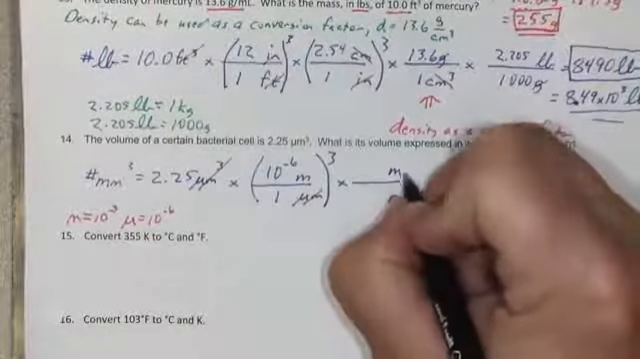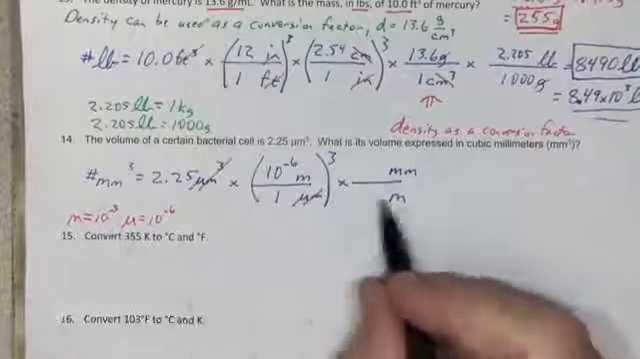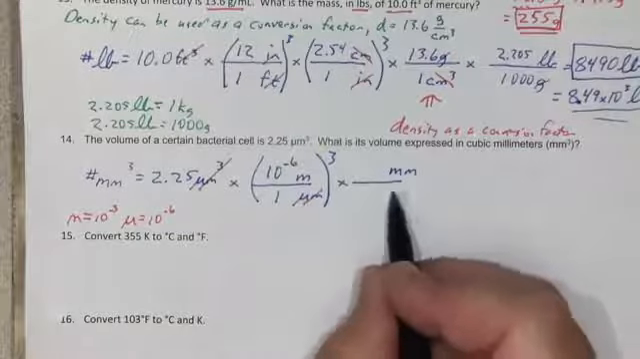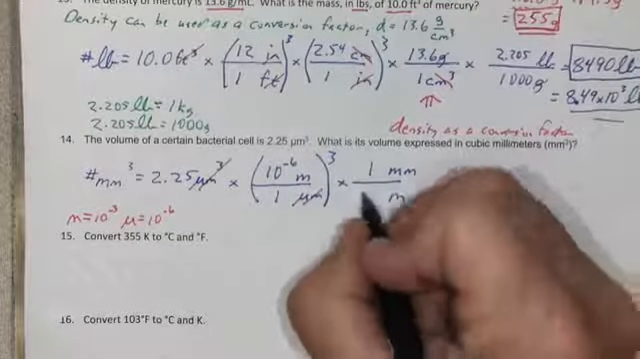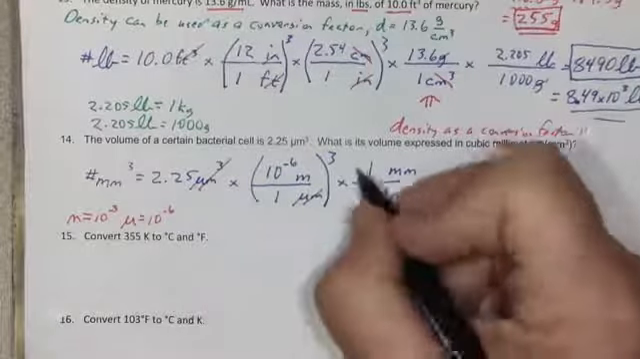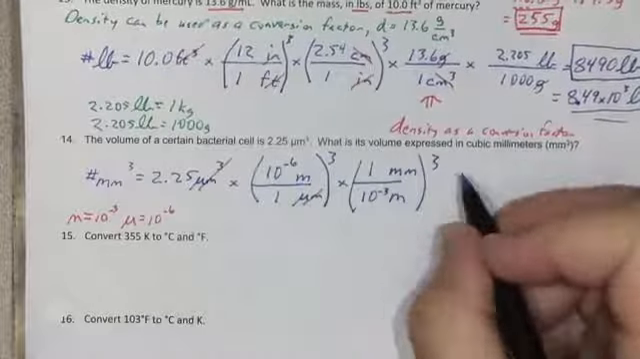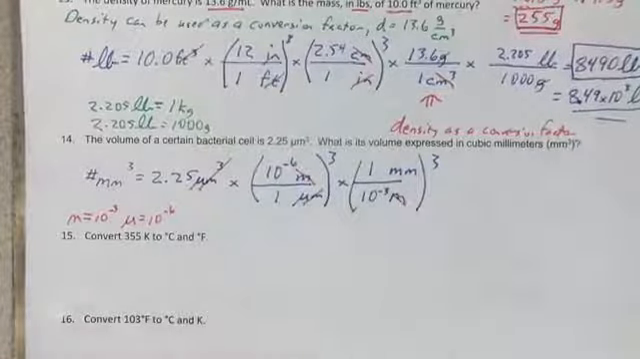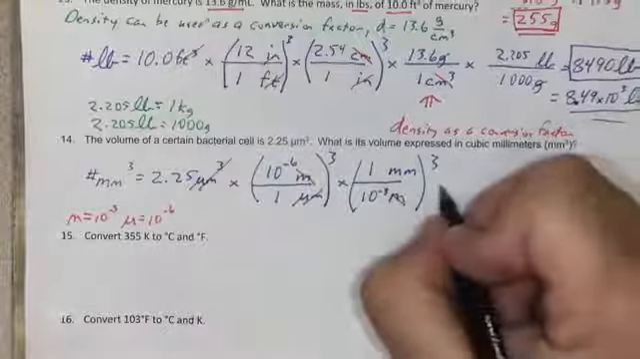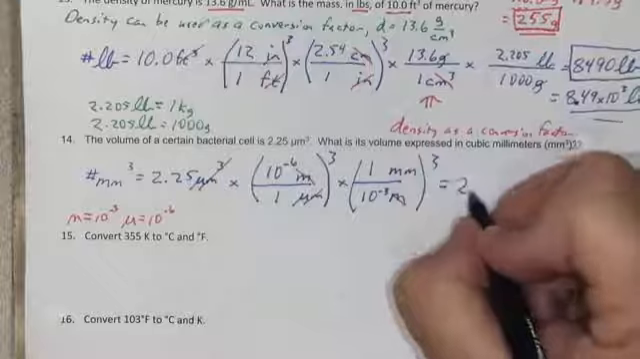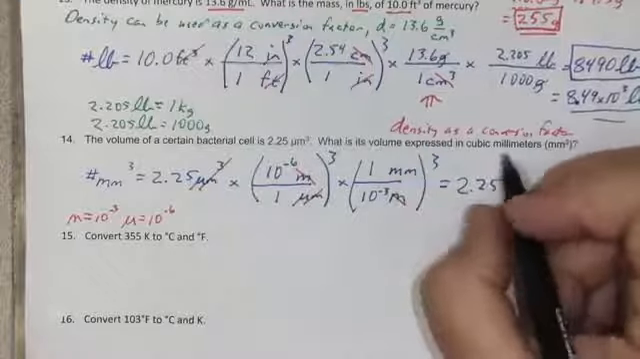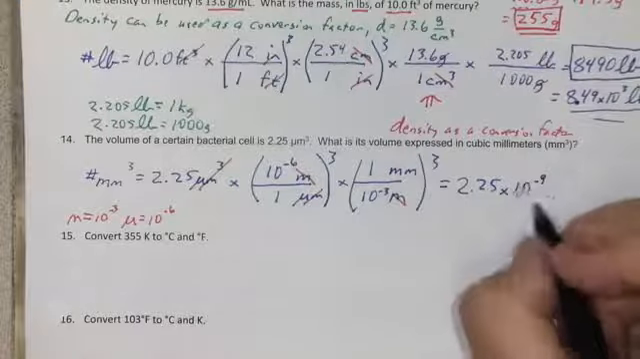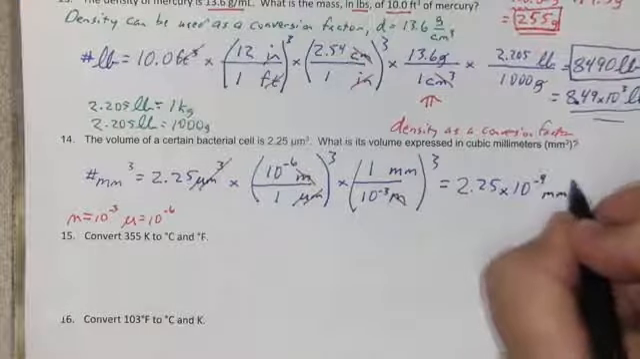So meters to millimeters. Now, milli means 10 to the negative 3. So where does 10 to the negative 3 go? It goes with the unprefixed unit. 1 millimeter is equal to 10 to the negative 3 meters. And then I have to cube that entire quantity. So now, cubic meters cancels cubic meters, and I have it in cubic millimeters. And this question calculates out to be 2.25 times 10 to the negative 9 cubic millimeters.